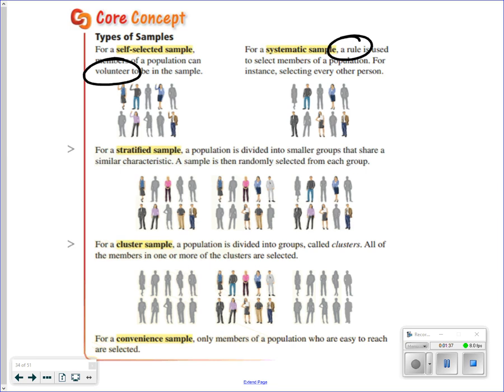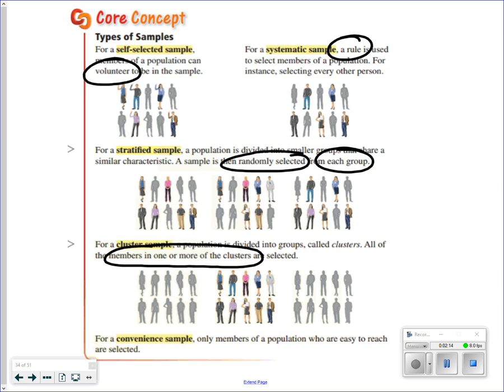A stratified sample. Now this is probably the best version other than just random sampling. A population is divided up into smaller groups, but then it is a random selection from those groups. So it's not truly a random sample. It's divided up into groups first, but then it's a random selection beyond that. A cluster sample. A population is divided up into groups, and you ask everybody in a particular cluster. So you pick out a group, so the members in one or more clusters. Again, you have to divide them up into groups and then talk to people in one group.